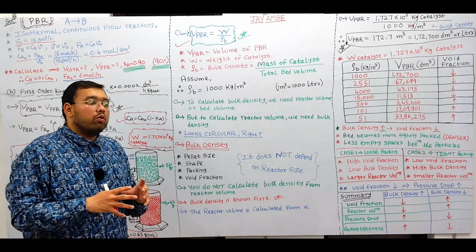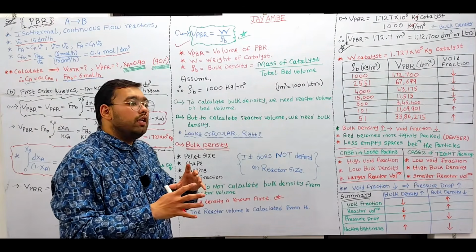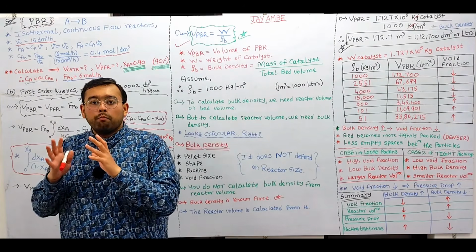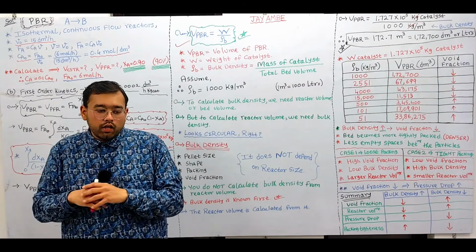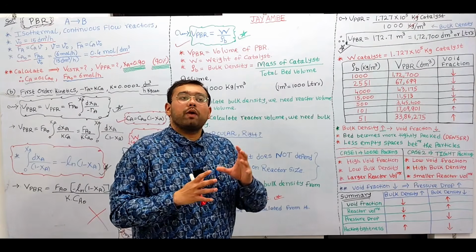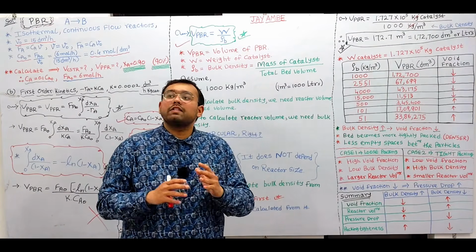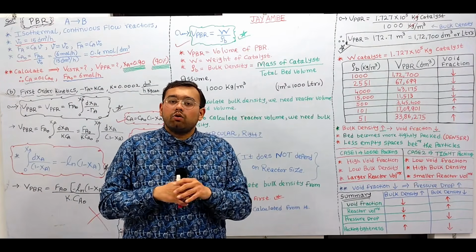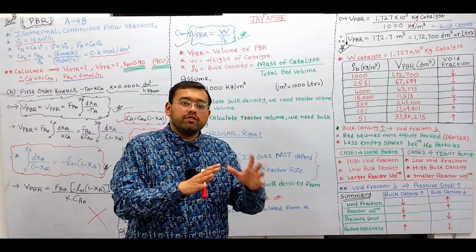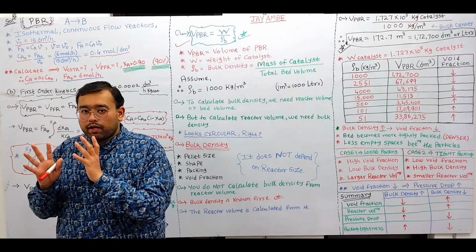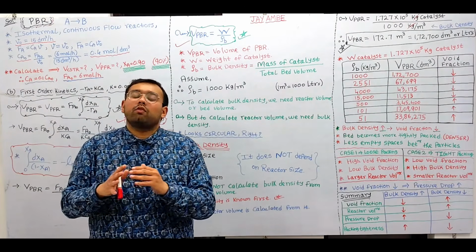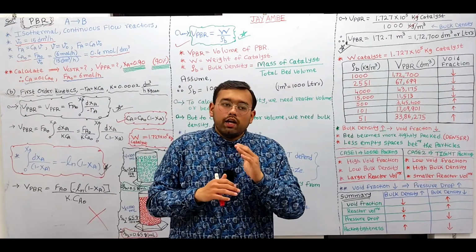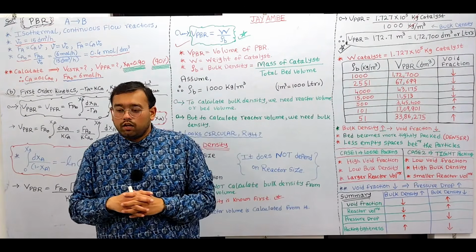How will the variation in the bulk density affect my packed bed reactor volume? What will happen if I change my bulk density? What if I increase my bulk density? What if I decrease my bulk density? How does the change in bulk density affect the volume of the packed bed reactor? Will the packed bed reactor volume increase or decrease in relation to the bulk density?